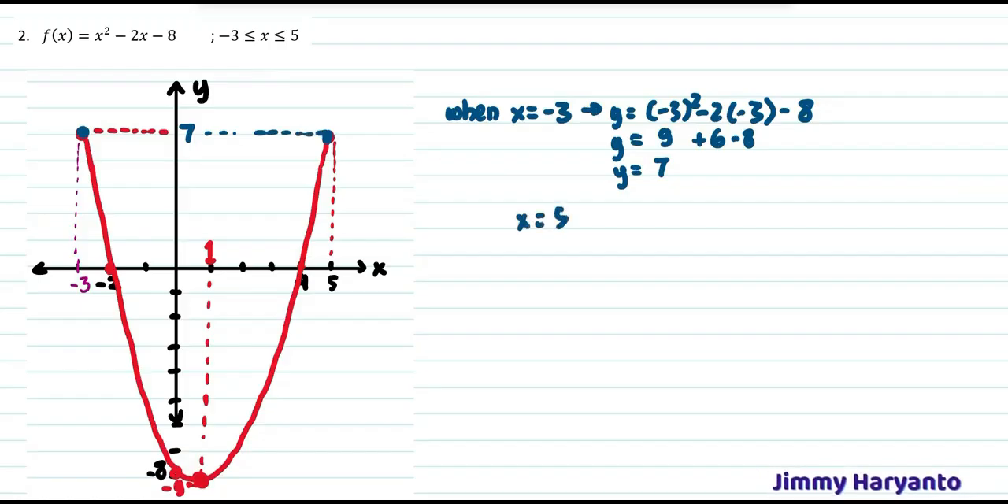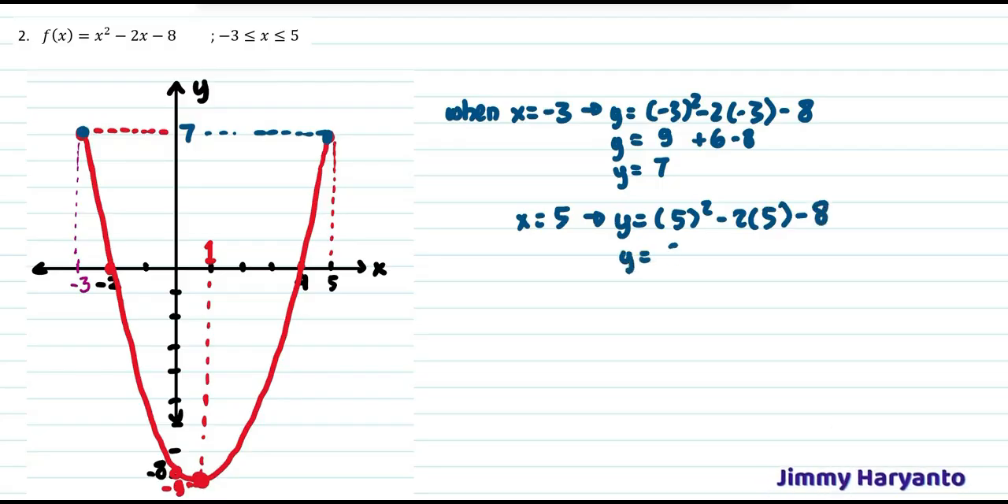According to the graph, I think the values will be the same. Yeah, just make sure whether it is 7 or not. Just calculate it like this. So you have 25 minus 10 minus 8. We have, yeah, 7, the same.